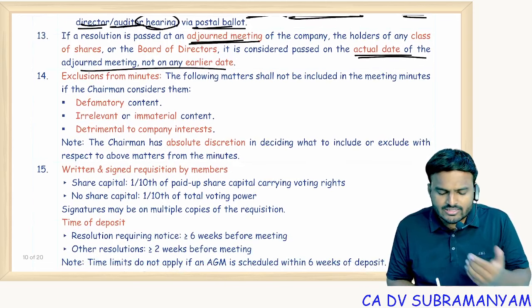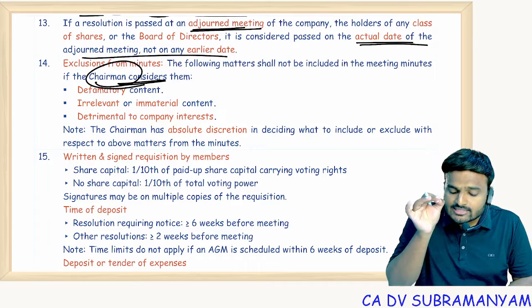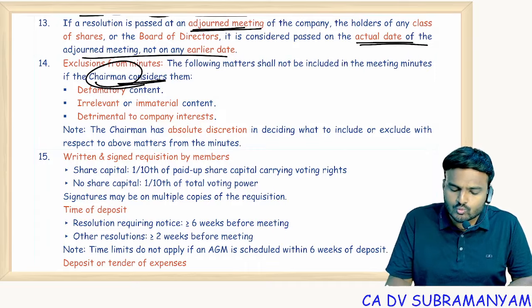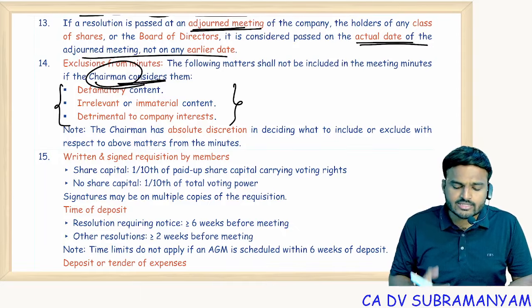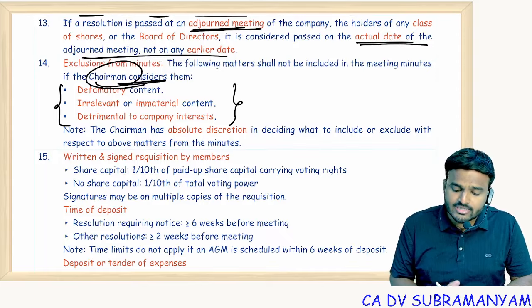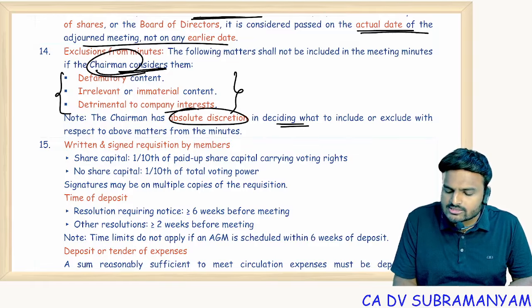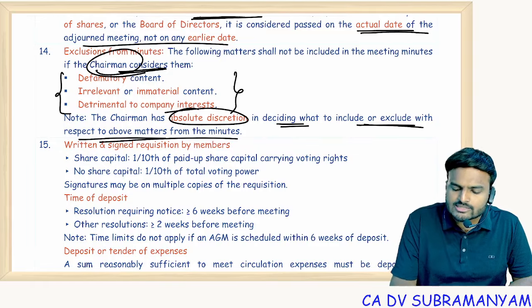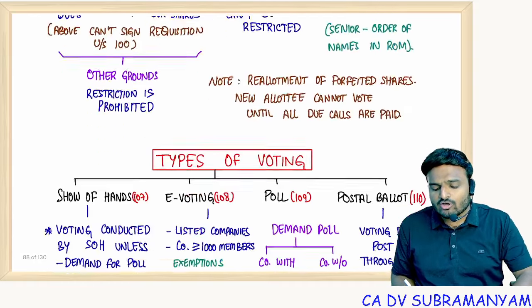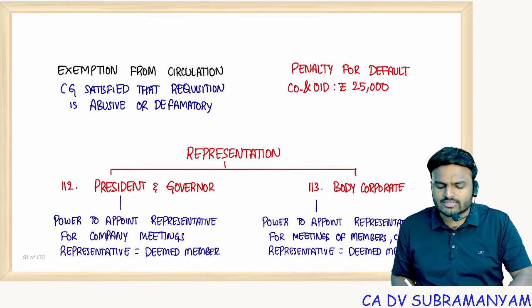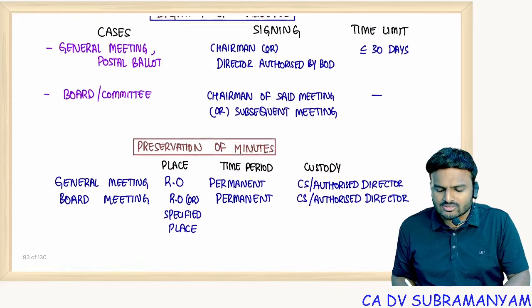Next one, what can be excluded from the minutes? Chairman discretion, using these discretionary powers, he may remove following any of the 3 matters from the minutes: defamatory content, irrelevant, immaterial content, detrimental content, detrimental to the company interest. And chairman has absolute discretion in deciding whether to include or exclude the above matters from the minutes. From minutes point of view, time limits, signing of minutes time limit is also important. Not exceptional, but important. Everyone knows the point. So that's why let me show it.